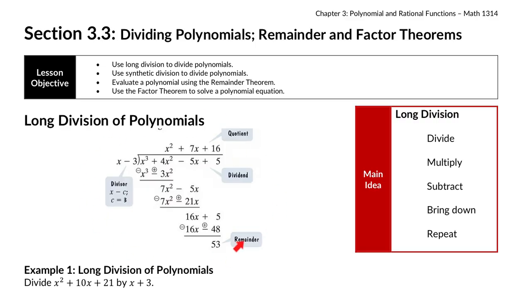So this is what a problem might look like. If we are dividing the dividend, x cubed plus 4x squared minus 5x plus 5, divided by x minus 3, this is our divisor. What we're going to do first is divide the first term by the first term. So x cubed divided by x is x squared. Be sure to line up the x squareds above each other.